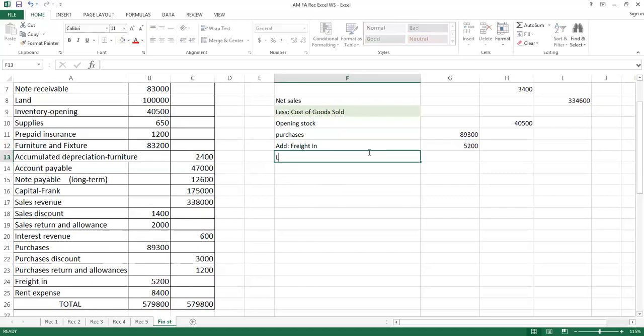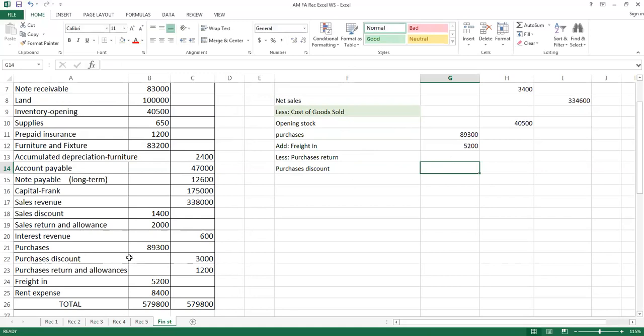And then student, we minus purchases return, and we also minus purchases discount. So we will search which information is given in the question. Like purchases return is given 1200. So this 1200 will come over here, and we need purchases discount. Purchases discount is 3000. So this will also come over here.